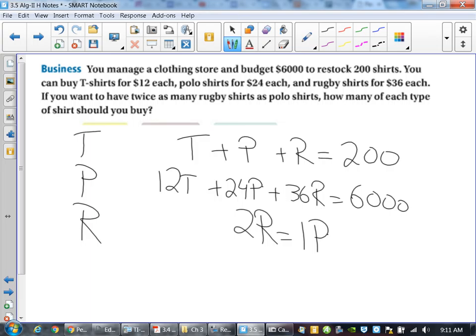One suggestion I would do here, though: what would I do with that whole equation before I do anything? Divided by 12. Whenever you have an equation like that that has a GCF to it, take the GCF out.